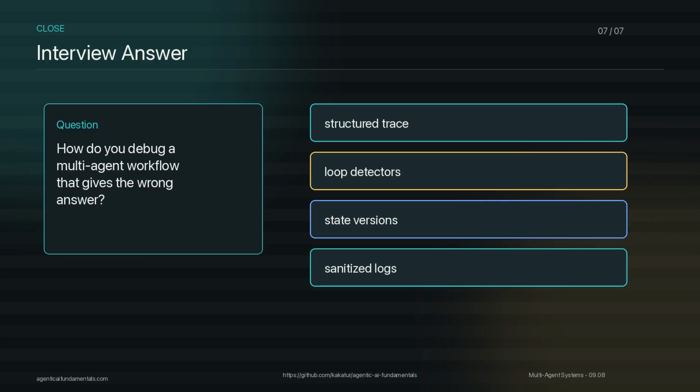Debug routing and state before blaming the model. Most multi-agent failures become clearer once the boundary trace is visible.